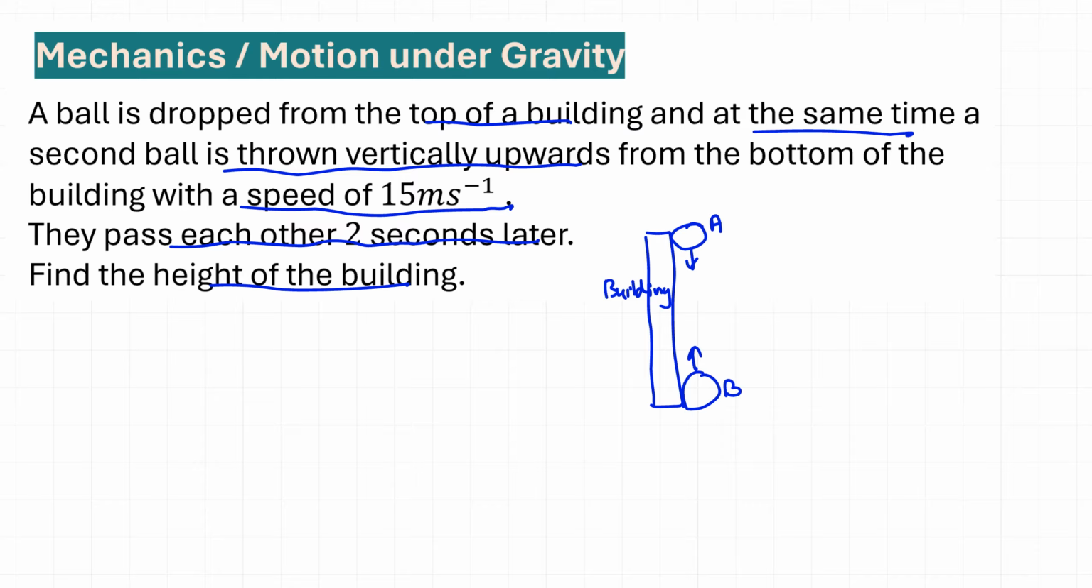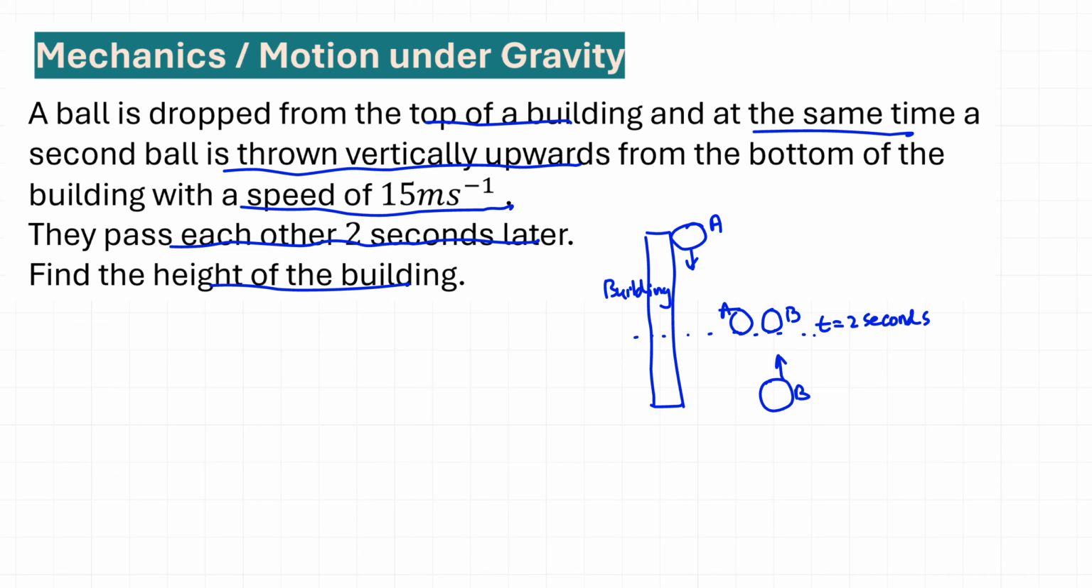Okay, so they pass each other 2 seconds later. Well, it's not the right drawing. So maybe we should draw ball B somewhere here. So this is ball B and it's thrown up and they pass each other somewhere, say here. Okay, that's then A and this is B. So that's the way it would look if you were to take a snapshot at t is 2 seconds.